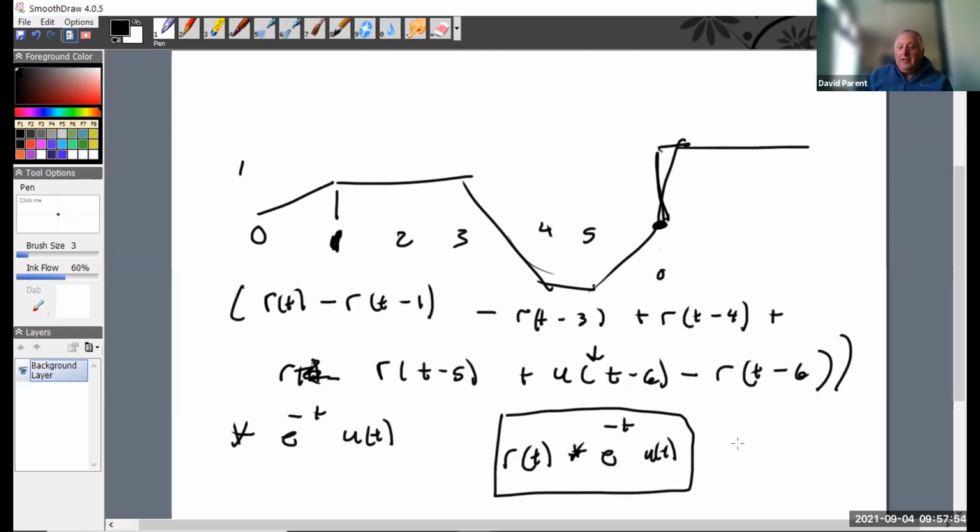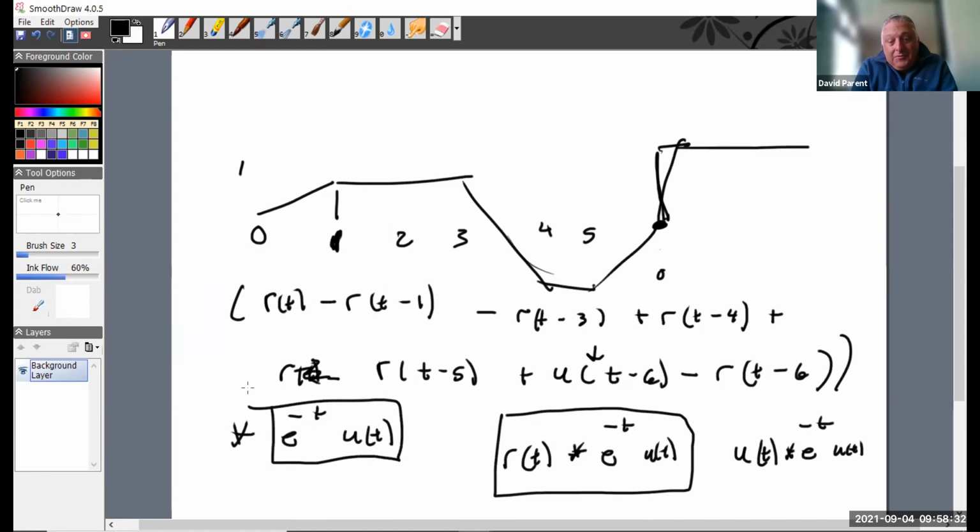But this one is u(t) convolved with e^(-t) u(t), which we've already done. You just have to scale it by minus 6. Trying to do a convolution of all that in one shot is pretty hard. But if you break it down into its linear parts, you end up finding only two convolutions, which more than likely you can just look up. And when we do the Laplace transform, in fact, that's what you will do. All right.